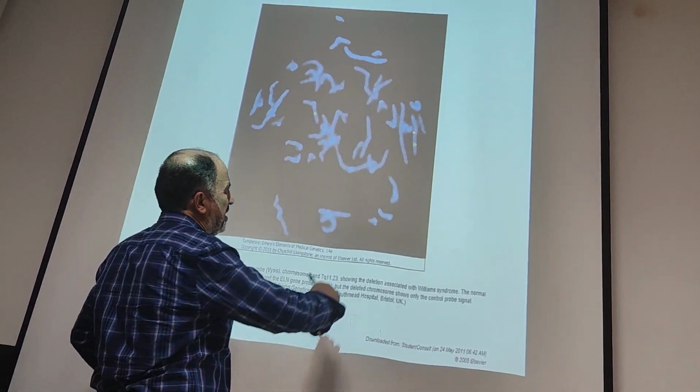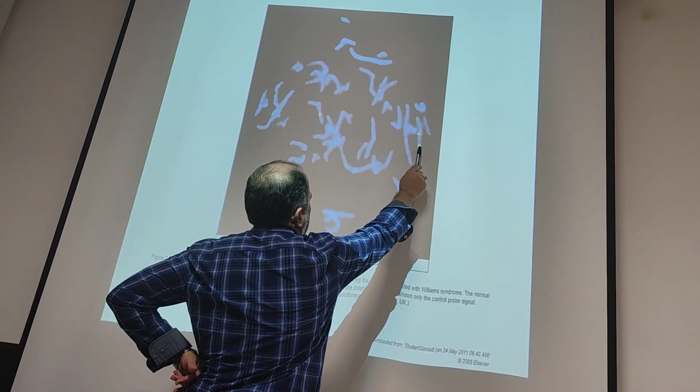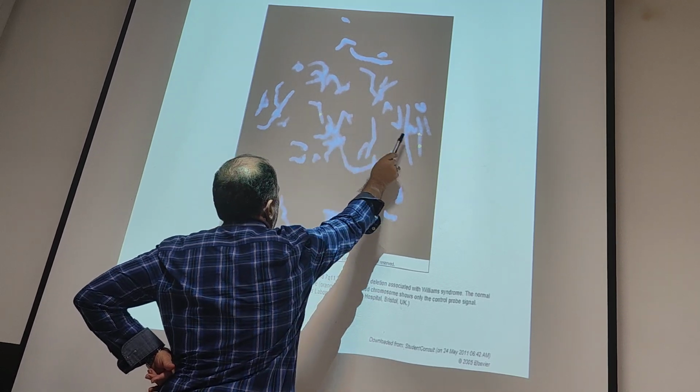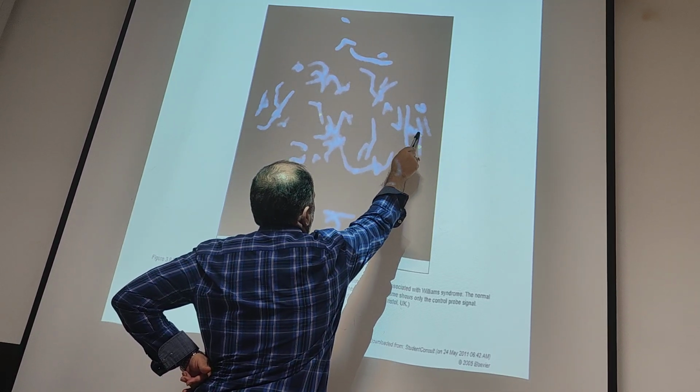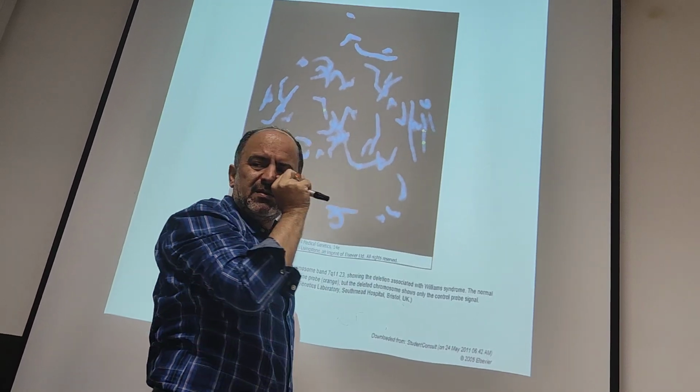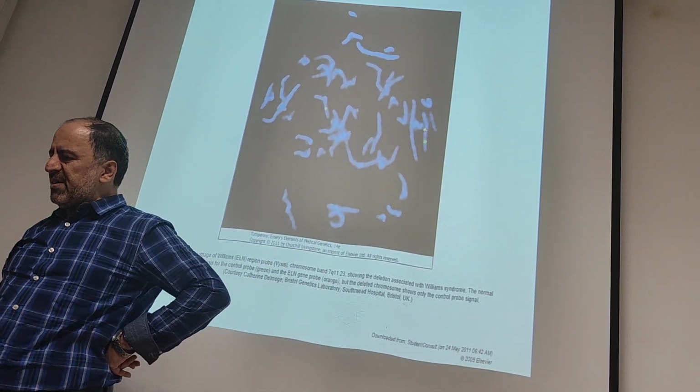We go for FISH. Again, you see the green, the control probe is fine, 2 copies. Here we see 1 copy. There is nothing in the other one. It means there is a deletion in 7q.